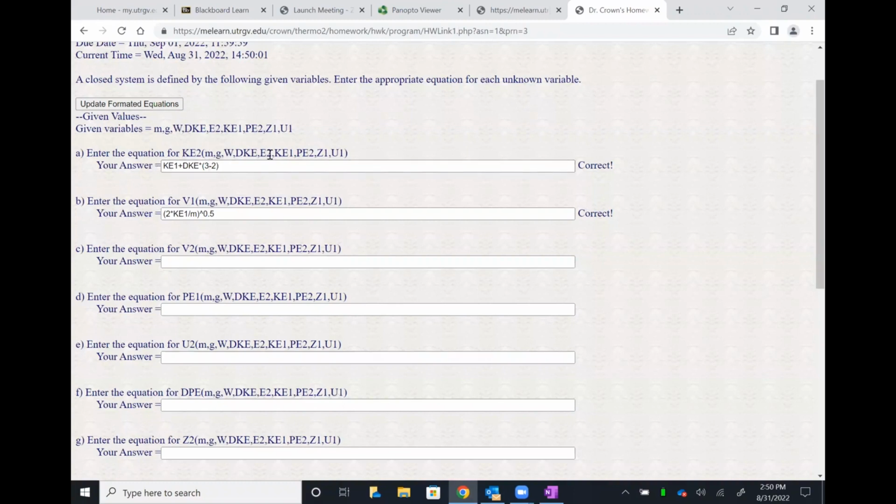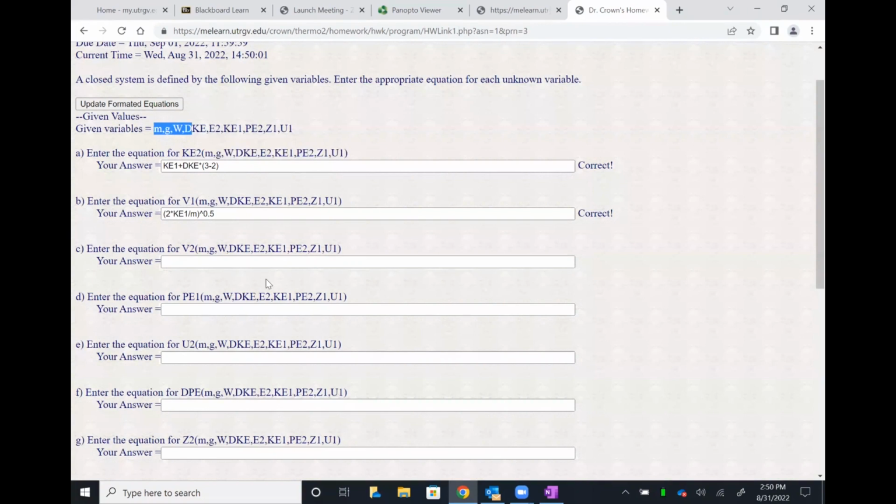The only variables you can use in your expression are the ones listed here. And I believe they stay the same for the whole problem. So they're listed at the top. I just wrote it that way so that in the future, if I wanted to change the given variables, but I believe right now that they're all the same.